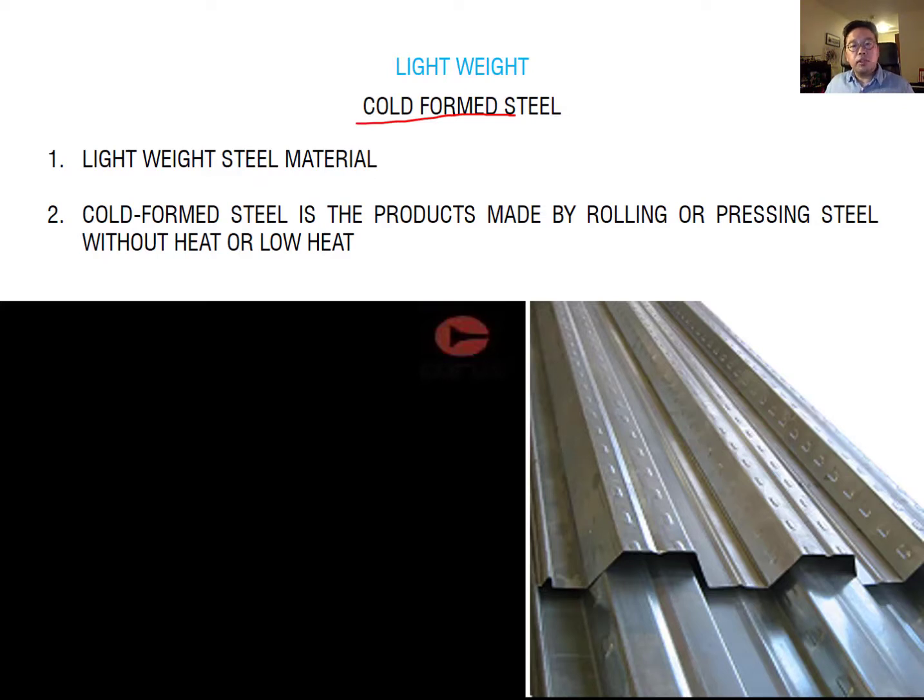So cold formed steel is a lightweight steel material, and the cold formed steel is the product made by rolling or pressing steel without heat or low heat. So hot formed steel requires heat to make the structure member, but cold formed steel is without heat or low heat because it's non-structure member. So let's look at how we create the cold formed steel in the factory.